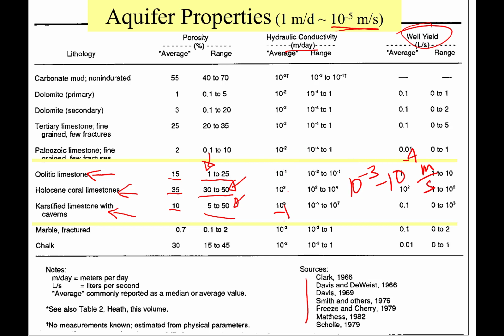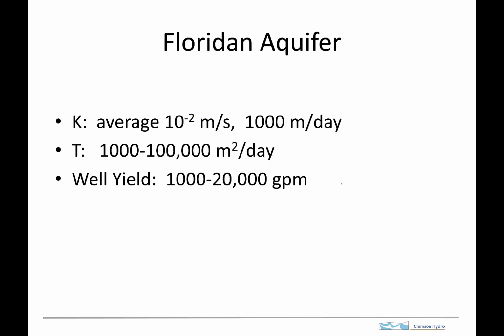And we can see if we look at the ranges that the ranges are one or two orders of magnitude above and below the averages. So quite a broad range of possible material properties. So here's an average of that. For the hydraulic conductivity, the average for the Floridan would be about that, which is one or two orders of magnitude higher than what we were seeing for the alluvial aquifers.